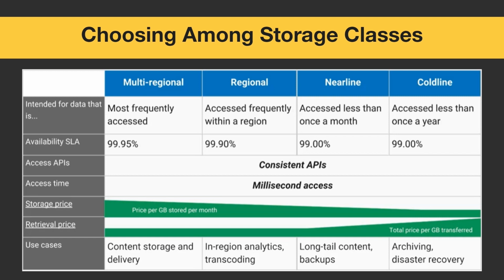Now let's discuss the last storage class, which is coldline. Coldline is accessed less than once a year. The availability SLA is 99.00, and the storage price per GB per month is reduced compared with nearline and regional. The best use case is for data which you want to store for the long term, like 5 years, 10 years, or 15 years. The use case is archiving and disaster recovery.